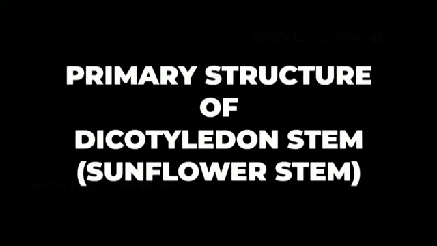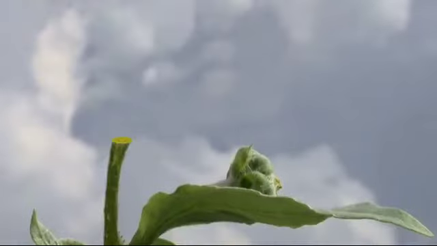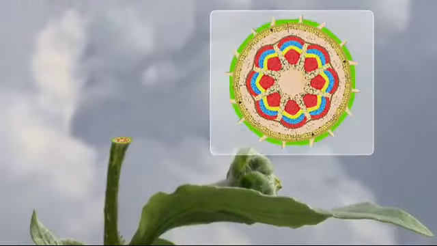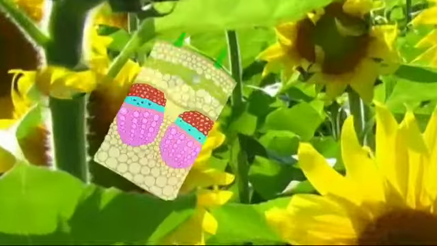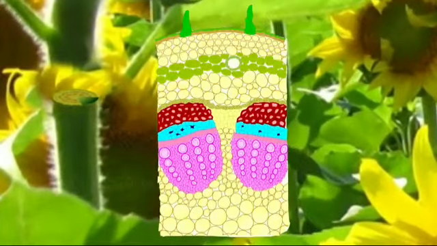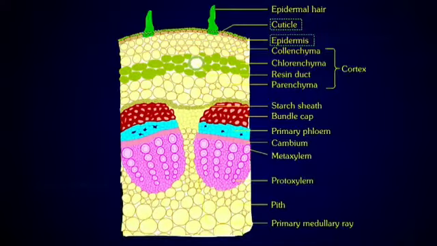The next topic is the internal structure of dicot stem, for example, sunflower. Three structures are there: epidermis, cortex, stele. First one, epidermis. It is the outermost layer. It is made up of a single layer of parenchyma cells. Its outer wall is covered with cuticle. It is protective in function.